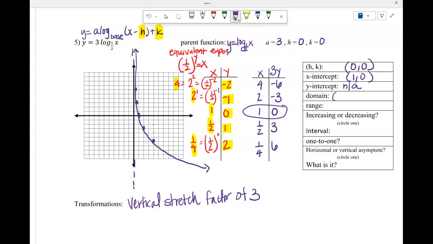Your domain is going to be from 0 to infinity, or x is bigger than 0. Your range is all real numbers, or you can write it in interval notation. It is decreasing over the entire domain. It is definitely 1-to-1. And yes, we have a vertical asymptote at x equals 0.